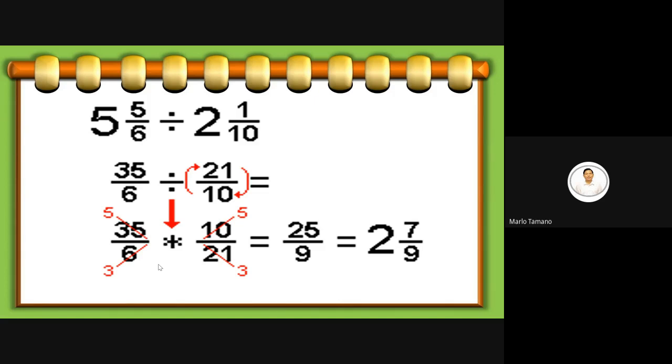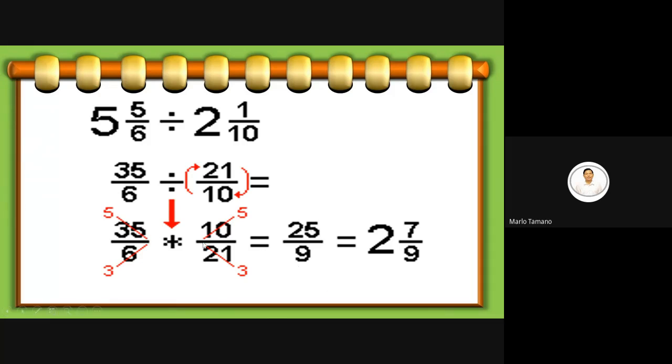Okay? So, ayan. So, 6 divided by 2 is 3. 10 divided by 2 is 5. So, that's the time you're going to multiply the numerators. 5 times 5 is 25. 3 times 3 is 9. So, pansinin ninyo yung 25 and 9. Hindi na natin mapaliit. Yung 9 divisible by 9, divisible by 3. Yung 25 divisible by 5.